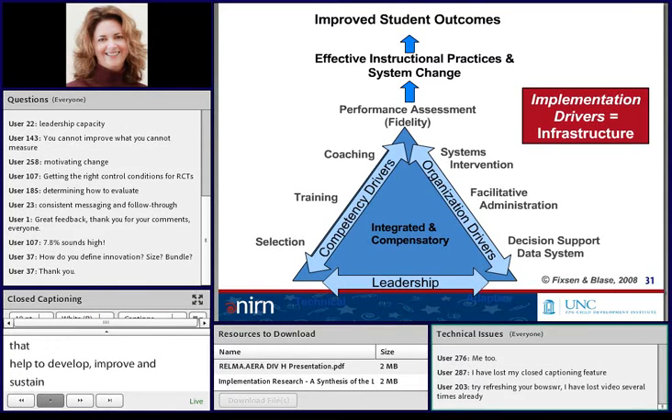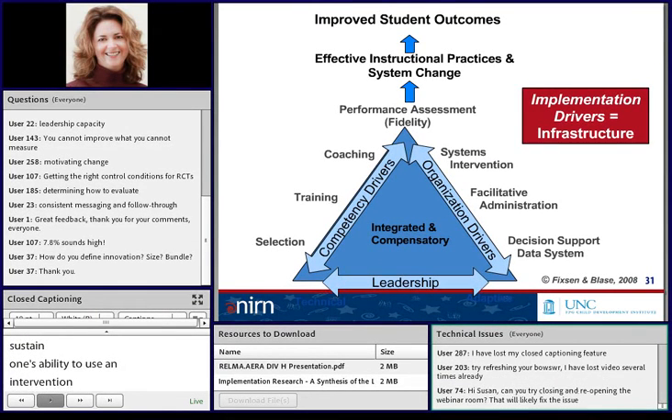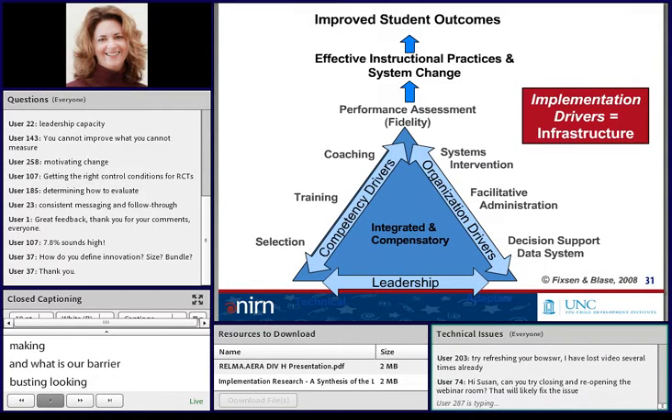And we're going to talk about each of those: selection, training, coaching, and performance assessment a little bit further. We have our organizational drivers, which are the mechanisms to create and sustain those hospitable organizational and systems environments. So what data are we using to drive our decision making, and what does our barrier busting look like to threats and issues or problems that arise internal to the system as well as those external to the system.